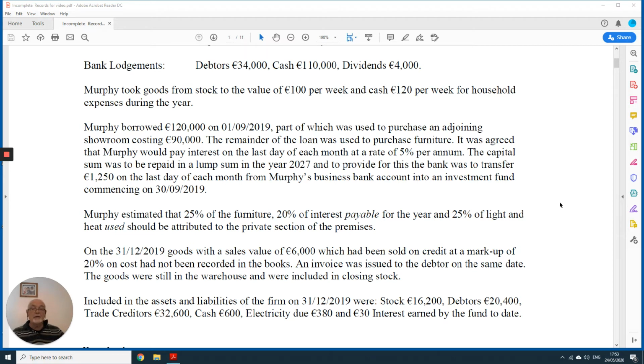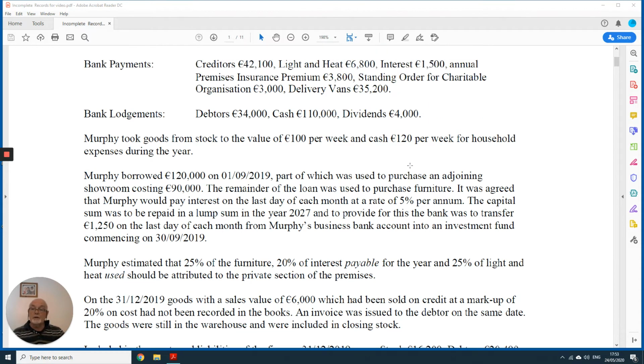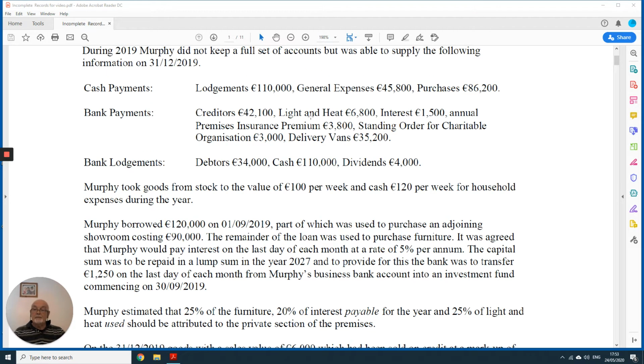On the debit side then, we've got money coming into our bank account. In that, we have 110,000 coming from the cash account for lodgements. The debtors are paying us 34,000. And the owner has introduced €4,000 worth of capital. That's the dividends that the owner must have earned privately and brought into the business's bank account.